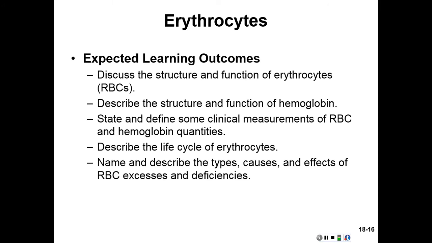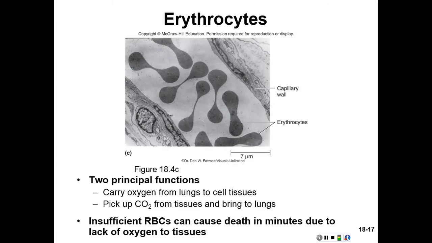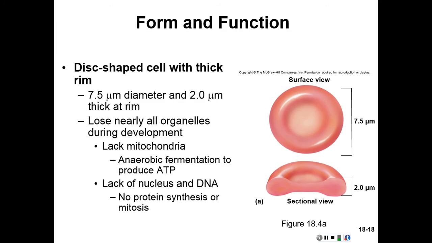Alright, let's look at erythrocytes. They have two principal functions. They carry oxygen from the lungs to the tissues, and they pick up CO2 at the tissue site and bring it back to the lungs to be excreted. If we don't have enough red blood cells, this causes death in minutes due to a lack of oxygen to the tissues. This can happen when people have strokes or are drowning, and the brain goes without oxygen for too long a time period.